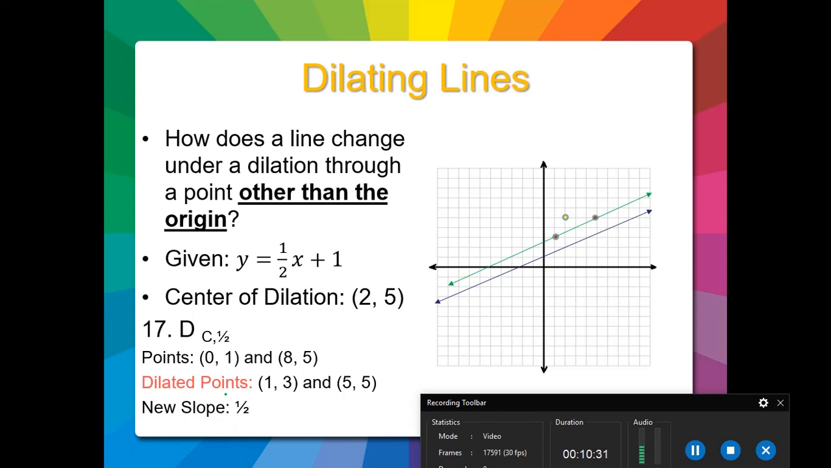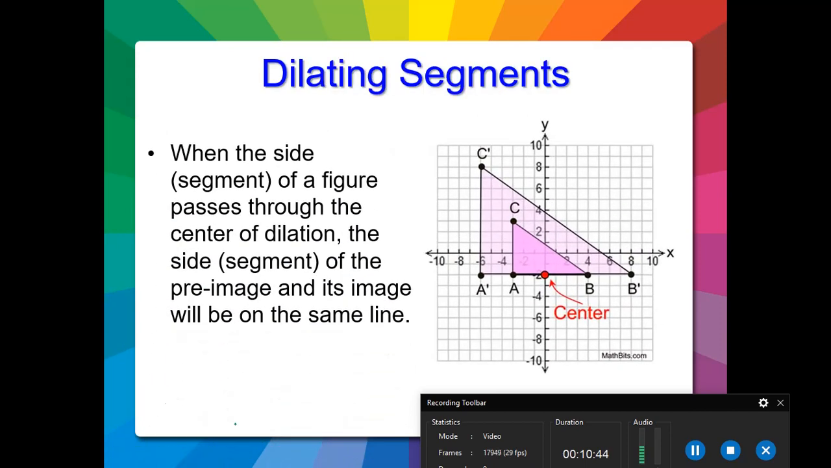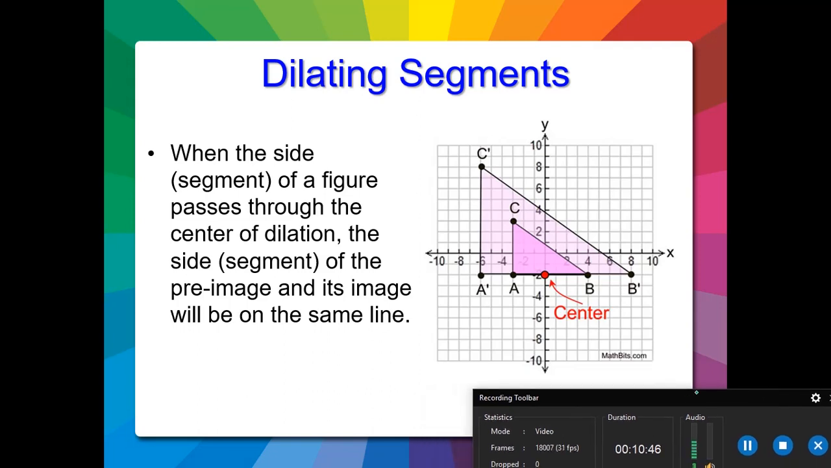So when you dilate segments or you dilate a full-blown line, when your center of dilation is not on that line, you are creating parallel lines and parallel segments. So if you'll flip back in your notes to where you see these images, even though in previous lessons we dilated full figures, the last 2 days of lessons have talked about dilating points and dilating segments and lines. Really, that's what your images are made of, your figures.